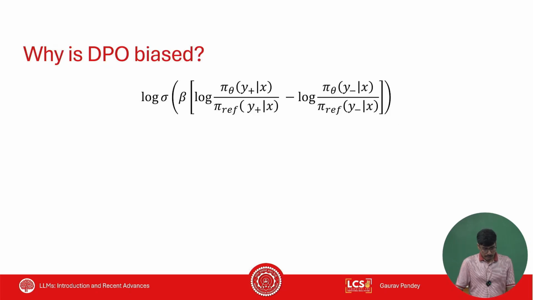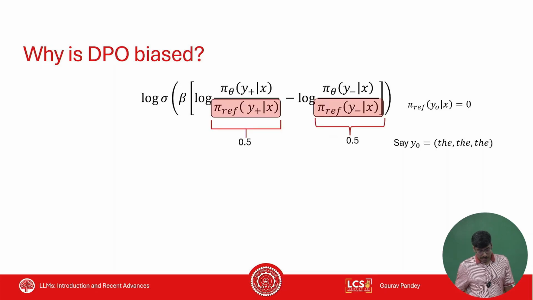Okay. So why is DPO biased? So this is your DPO loss function. Now let's assume that the reference model assigns equal probability initially to both y plus and y minus. Both the outputs have equal probability, and there is some nonsensical output whose probability is 0. Ideally, what would you want? That this nonsensical output, since it anyway has 0 probability, its probability should not increase, right? Probability should remain at 0, which is what PPO would do, but DPO would not do that. Let's see why DPO would not do that.